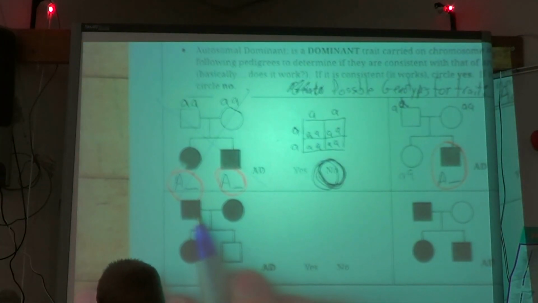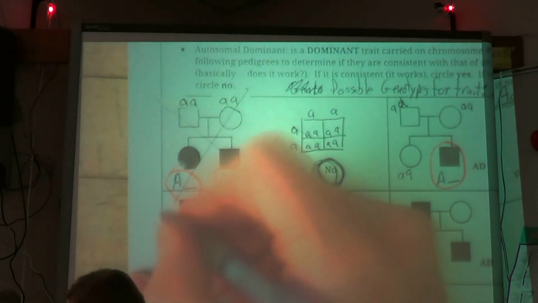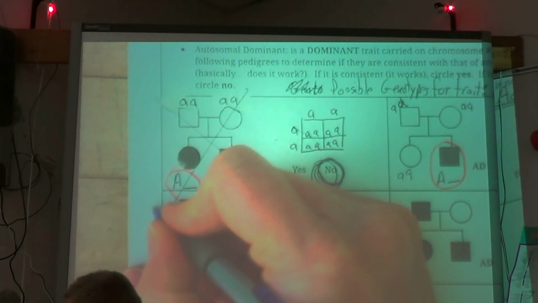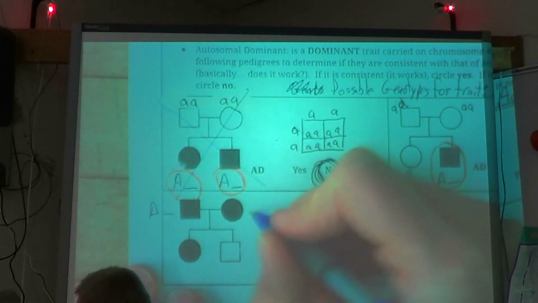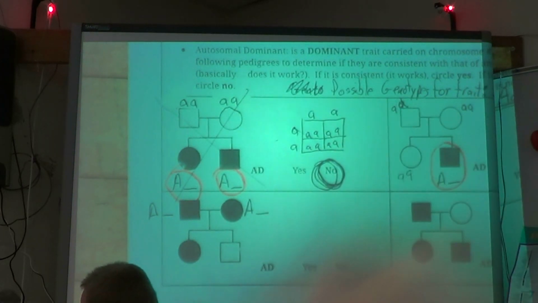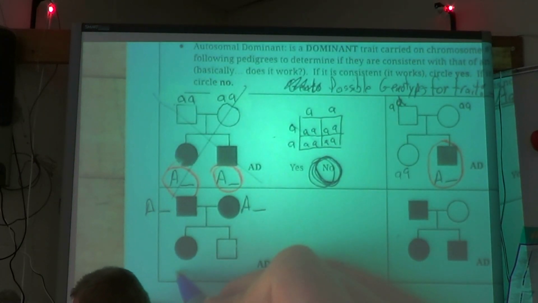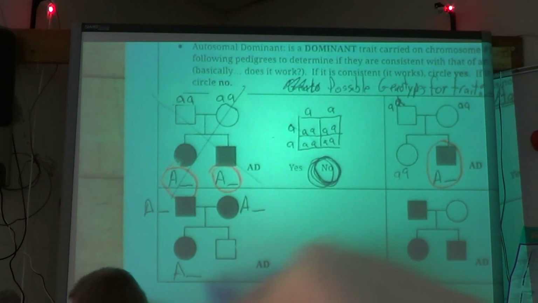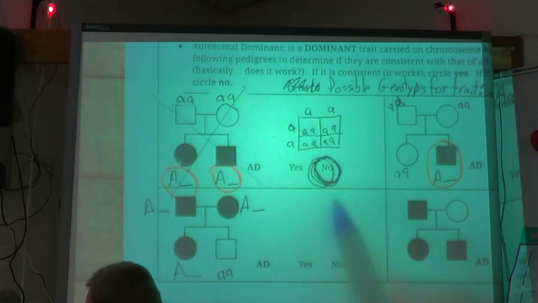Dad does or does not have the trait. So he's what? Big A something. Mom does or does not have the trait? Does. So she's big A something. Daughter does or does not have the trait? So she's big A something. Son has or does not have the trait? So what's son's genotype? Has to be little a, little a.